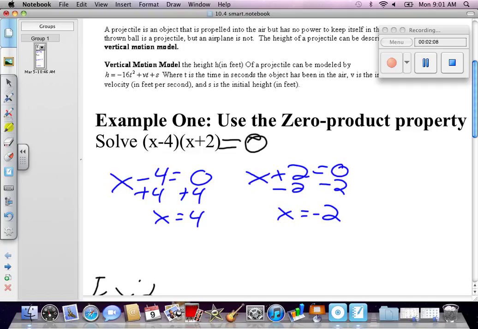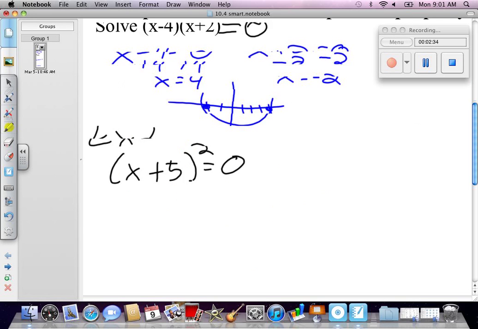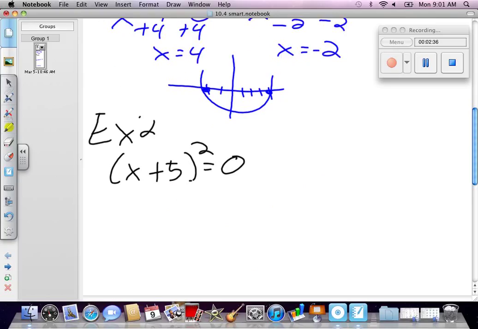Okay? What this means is our graph of the parabola crosses at 4 and negative 2 like this. We found out the solutions. You didn't have to use the quadratic formula. You didn't have to graph. Okay? We found out what the solutions were across the x-axis. Pretty simple, right? Okay.